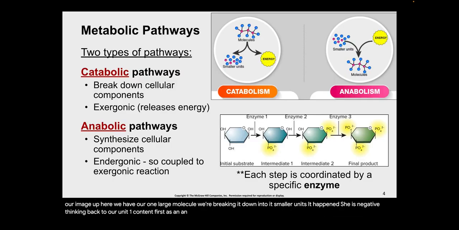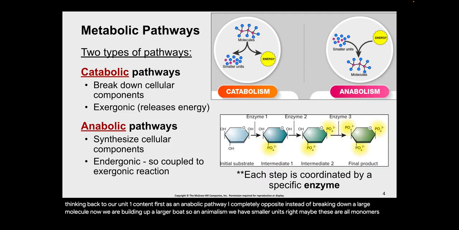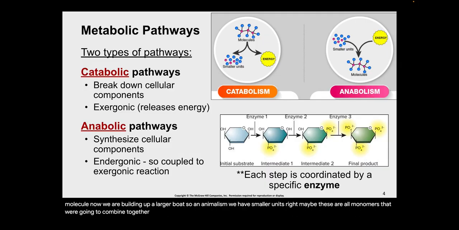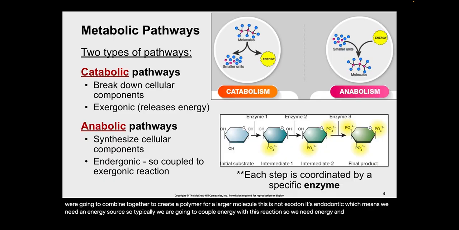Versus an anabolic pathway, right? Completely opposite. Instead of breaking down a large molecule, now we are building up a larger molecule. So in anabolism, we have smaller units, right? Maybe these are all monomers that we're going to combine together to create a polymer or a larger molecule. This is not exergonic, it's endergonic, which means we need an energy source. So typically, we are going to couple energy with this reaction. So we need energy in order for this to occur.